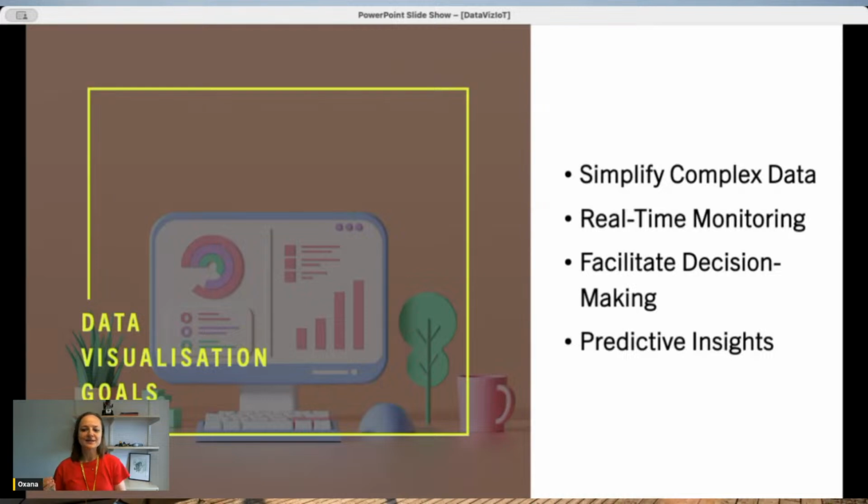And then the next step, maybe, is predictive insights. That is on the advanced part of data visualization, but it doesn't hurt to think about it already now when you're starting with your project. How can it be used for predictive insights? That will help you design what plots to choose and how to present the user with them.